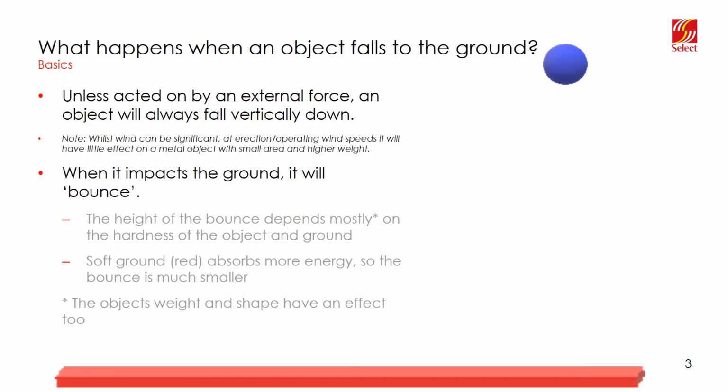The height of the bounce depends on the energy lost. If it hits a hard surface, so a metal ball hitting a metal surface, it will bounce much higher, whereas if it hits a soft surface, the energy lost is high, so the bounce will be much smaller.